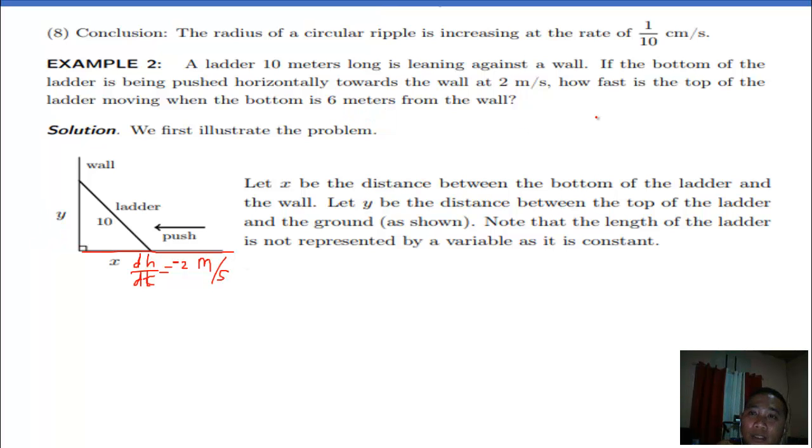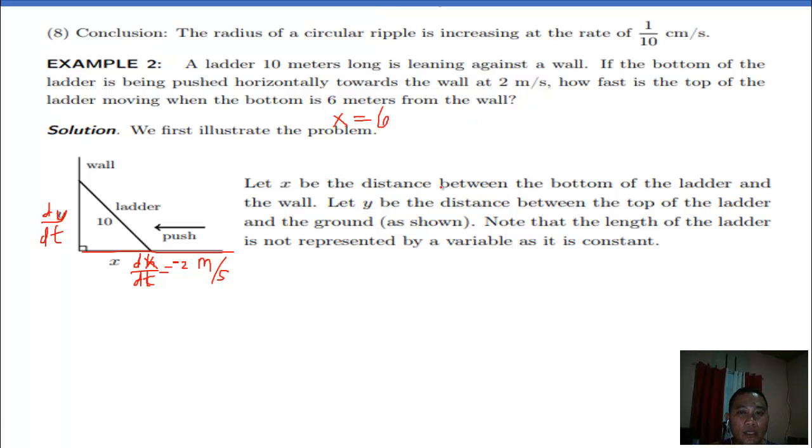And how fast is the top? If this one is y, then dy over dt is what we are looking for. The question is, how fast? How fast is the top of the ladder moving when the bottom is 6 meters from the wall? That means when x is equal to 6, how fast is it moving?